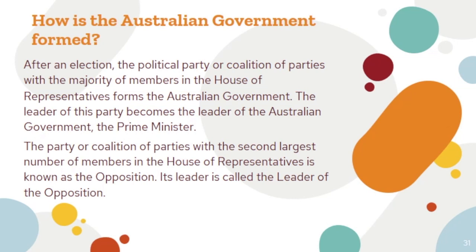The leader of this party becomes the leader of the Australian government, the Prime Minister. The party or coalition of parties with the second largest number of members in the House of Representatives is known as the opposition. Its leader is called the Leader of the Opposition.